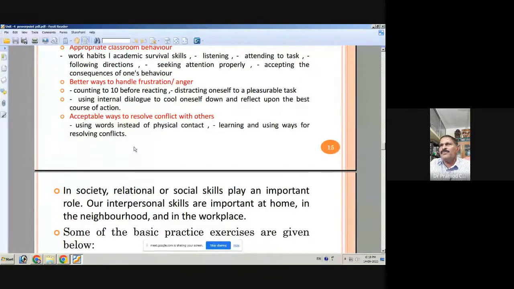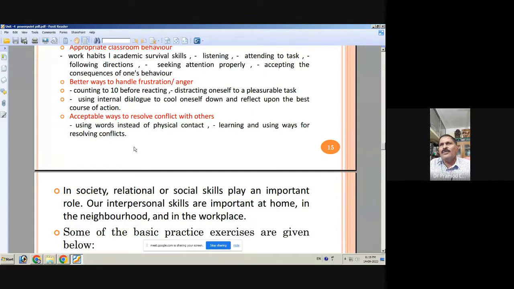Distracting oneself with a pleasurable task. Pleasurable task means you are angry, so you must do a task which gives you pleasure. But when we are angry, whether we can accept the pleasurable task, it is not possible. But you must divert your mind.